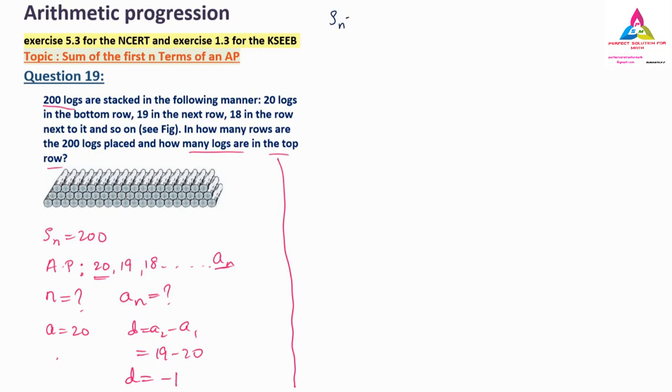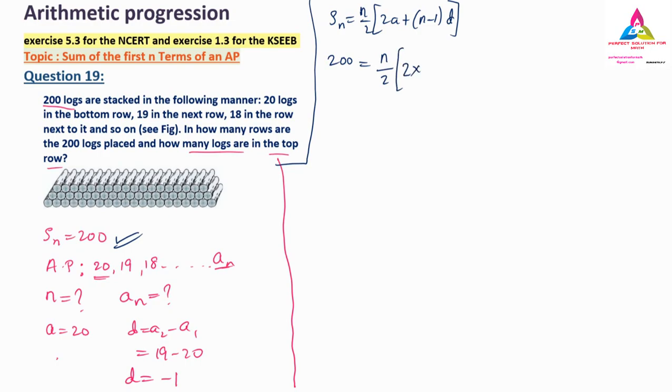So Sn is equal to n by 2 into 2a plus n minus 1 into d. Concentrate more, because here we are going to get it in terms of n square, and when we get the n square, you may have a little bit of difficulty. The Sn value we know, that is 200, so substitute that 200 directly. 200 is equal to n by 2, as it is, into 2 times the a value, which is 20, plus n minus 1 as it is, times the d value, which is minus 1. When we have a minus, put it in a bracket and write it.